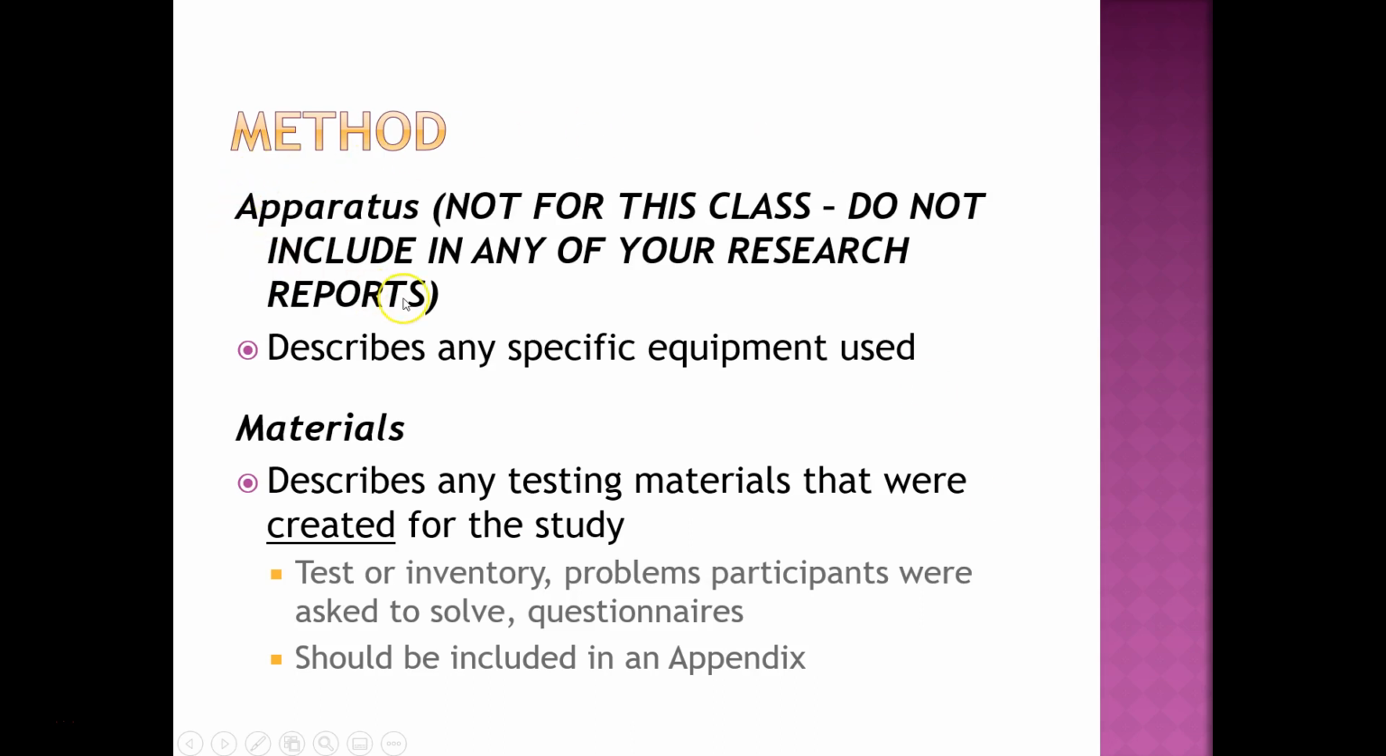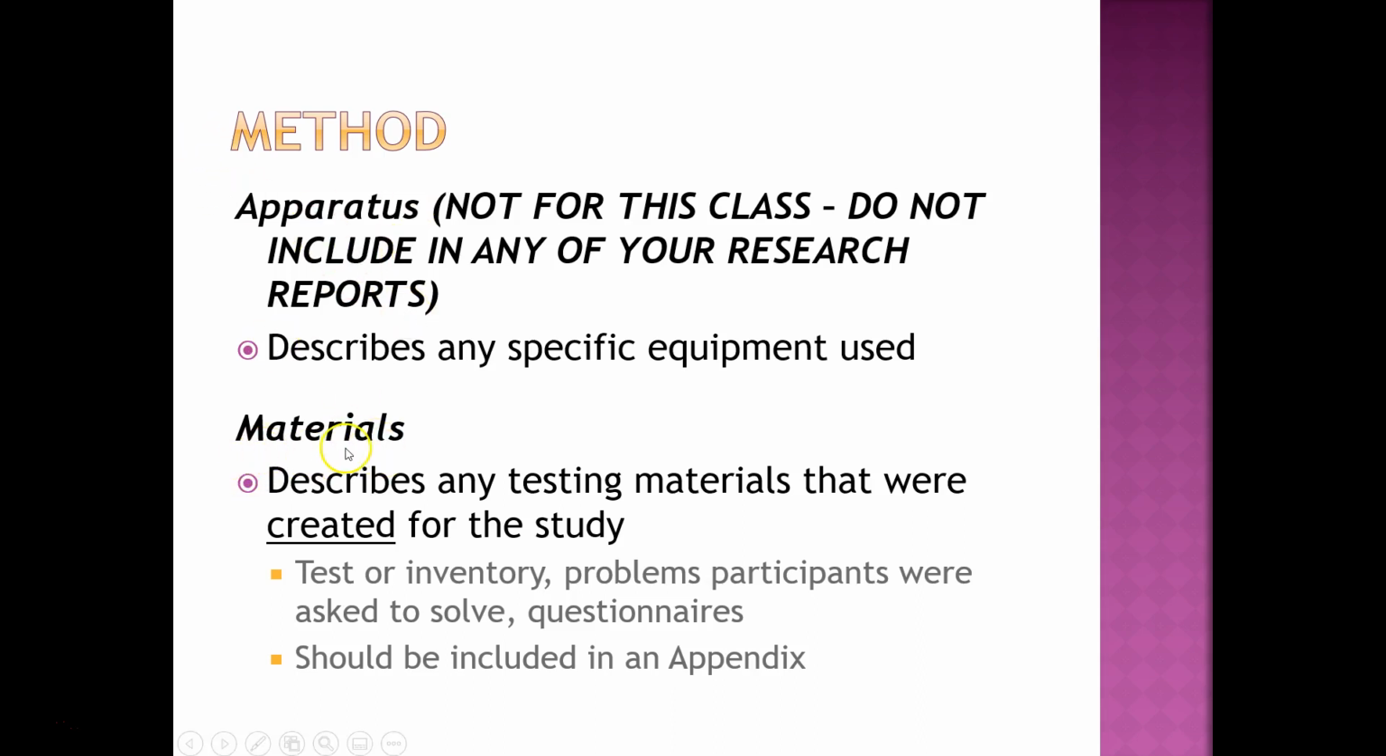In some cases, if you go on and do further research, you might have an apparatus section. We won't use it for this class, and you won't need it in any of your papers for me, but this would describe specific equipment that was used, very technological types of equipment. So if you were using an MRI machine and doing an MRI study, then you would want to report all the details of that machine. This was a 1.5 Tesla GE MRI machine, and you would give all the details there. In this class, we're certainly not using any fancy equipment, so we won't have an apparatus section.